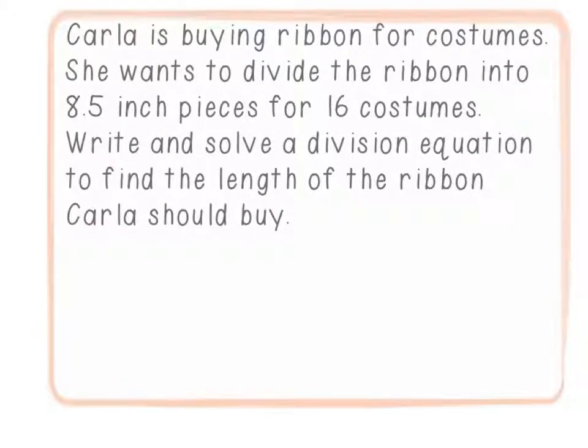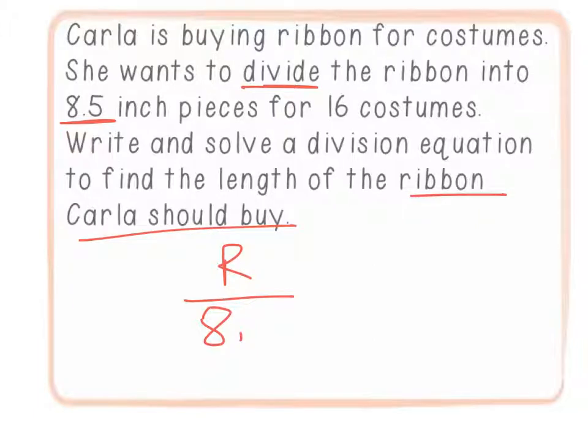Carla is buying ribbon for costumes. She wants to divide the ribbon into 8.5-inch pieces. So it tells us we're dividing by 8.5 for 16 costumes. Write and solve a division equation to find the length of the ribbon Carla should buy. So we don't know how much ribbon she should buy. So R will equal our ribbon. She wants to divide that ribbon by 8.5 pieces, and that needs to equal 16 costumes.